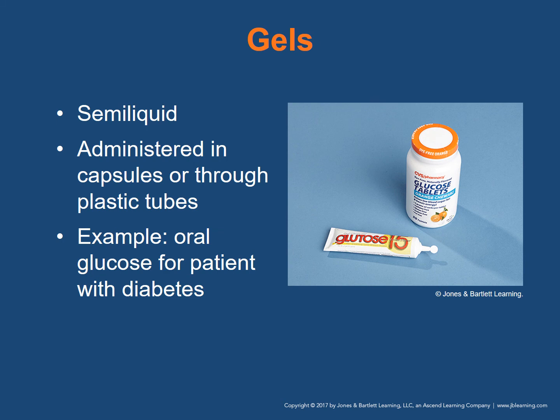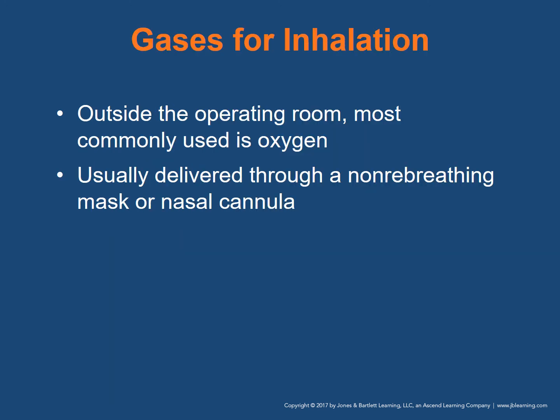You've got your gels, which are semi-liquid and a little thicker. We use oral glucose gel for delivery of oral glucose to our diabetic patients. And then, of course, you've got your gases for inhalation. Our most common is going to be oxygen. Some agencies in other states are using nitrous oxide for pain management, so that's one you may contend with.